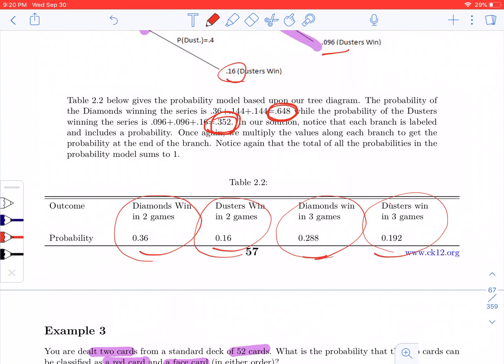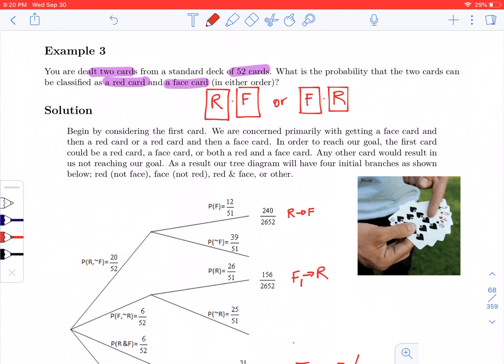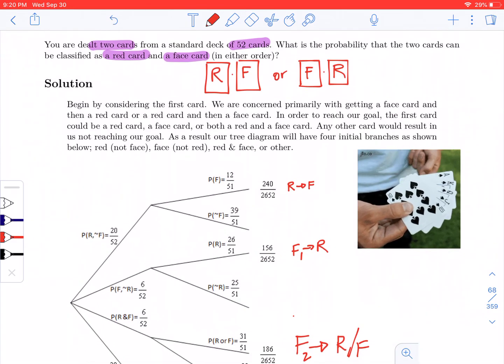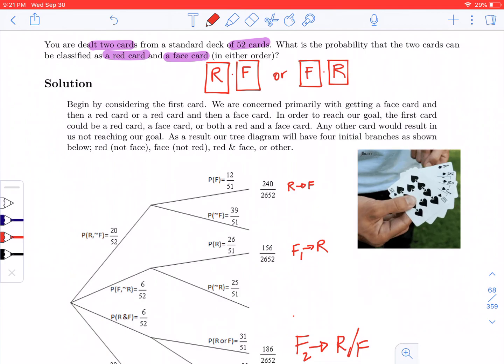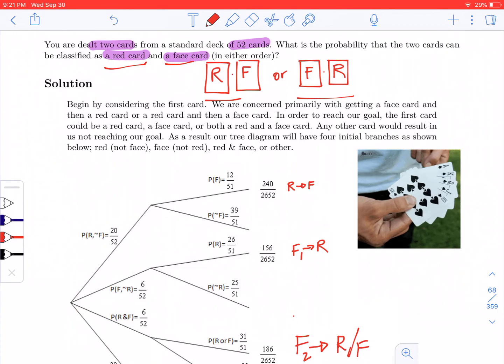Well, I'm going to pause there. This next one here is kind of interesting because it gets into a card game, and it's looking at getting a red card and a face card in either order. I'm not going to go through it, it extends it here. I don't think you need to know this.